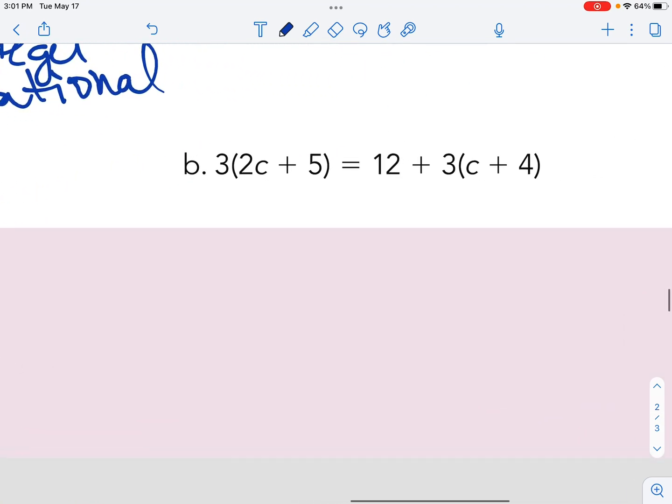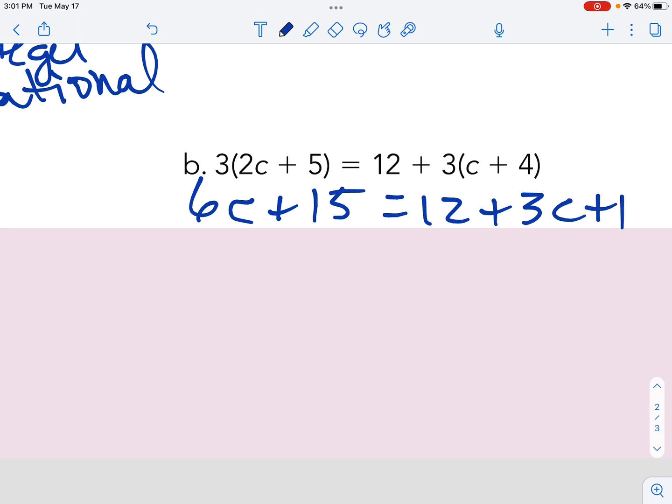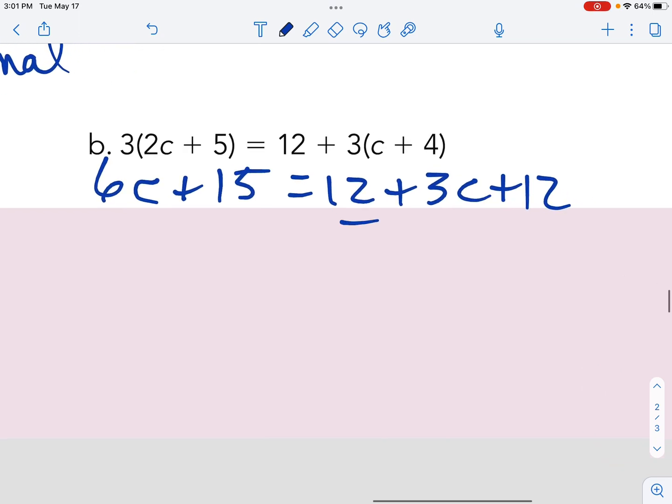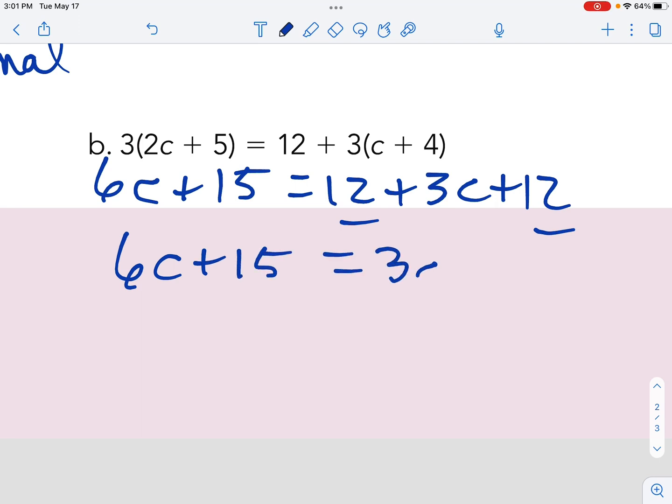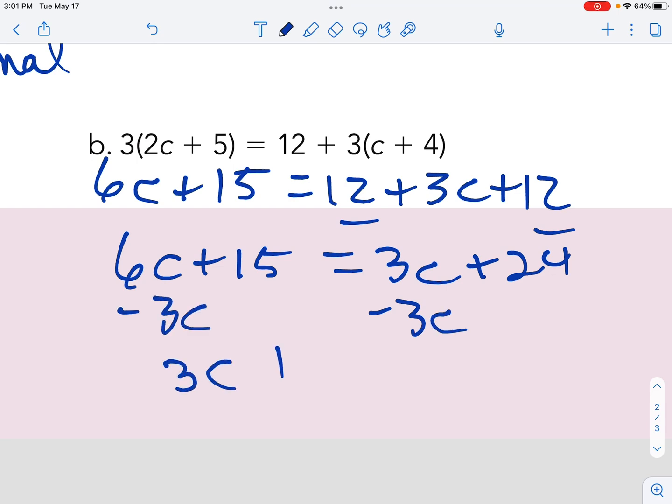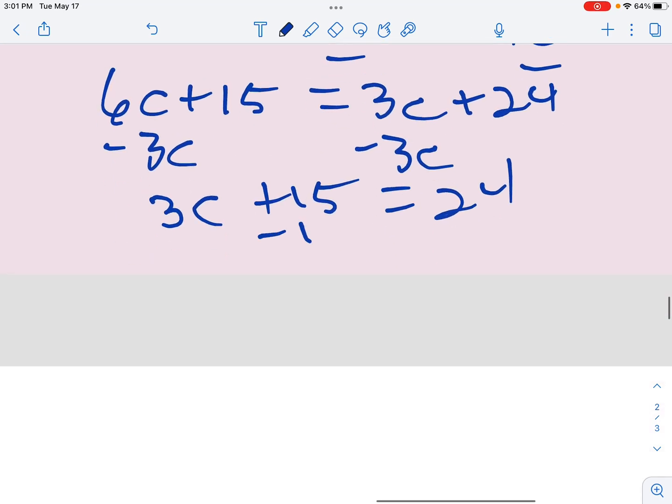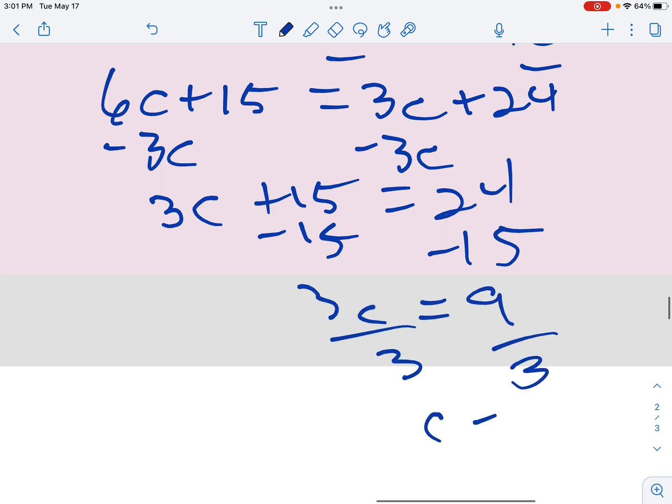We'll run this one. 6c plus 15 equals 12 plus 3c plus 12. Combine like terms, I get 6c plus 15 equals 3c plus 24. Subtract the 3c from both sides, get 3c plus 15 equals 24. Subtract 15 from both sides, I get 3c equals 9. Divide by 3, and I get c equals 3.